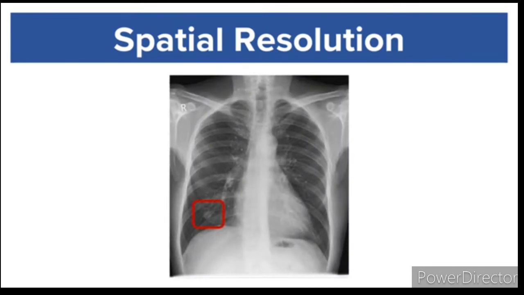Here, we notice that this nodule looks different than lung and different than rib. If this image had low spatial resolution, the provider would not be able to tell the difference between that nodule and the rest of the rib.